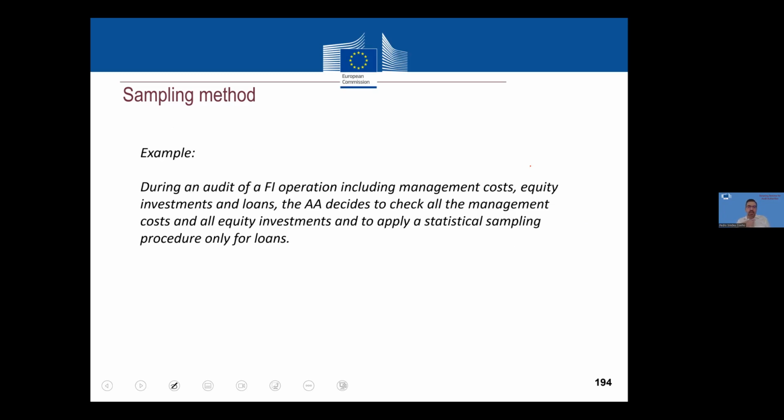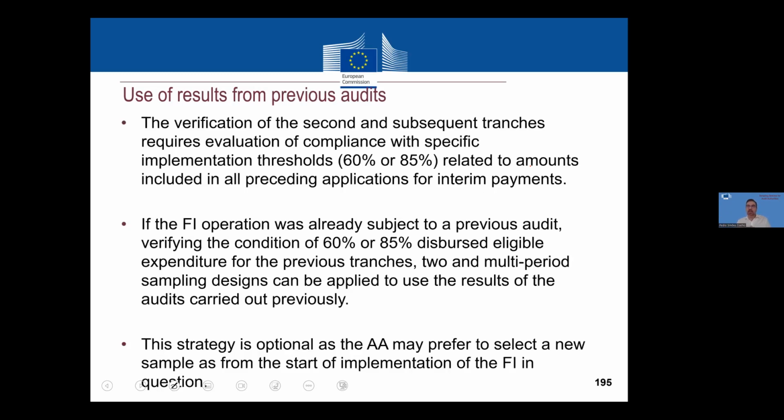So if during an audit of a financial instrument operation, including management costs, equity investments and loans, the audit authority decided to check all the management costs, because they consider that they have a specific risk, and all the equity investments, but they apply a statistical sample for the loans, it's perfectly possible based on the risk assessment that you perform.